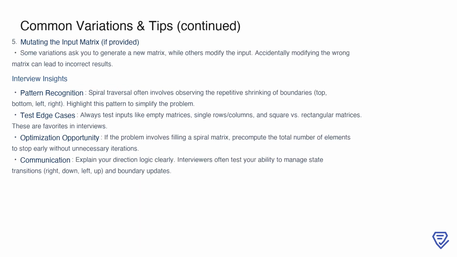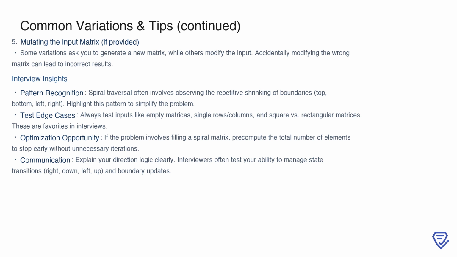In some variations of this problem, you may be asked to modify an input matrix instead of generating a new one. Accidentally mutating the wrong matrix can lead to incorrect results, so it's critical to pay close attention to the requirements. From an interview perspective, there are key insights to keep in mind. Spiral traversal often relies on recognizing the repetitive pattern of shrinking boundaries, top, bottom, left, and right, and leveraging this pattern can help simplify your approach.